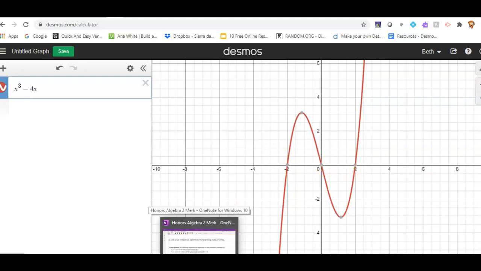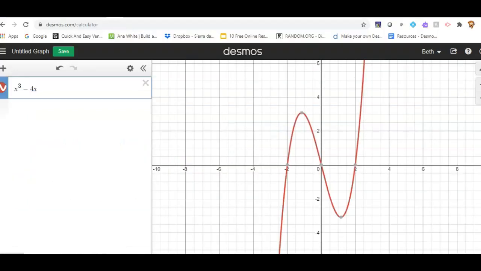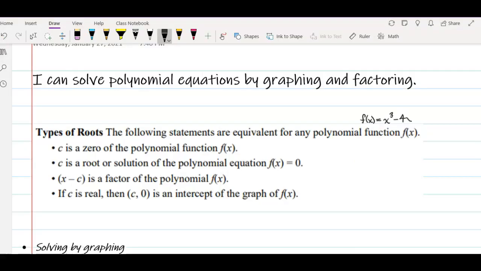Let's use this as an example. So if my polynomial function is f of x equals x cubed minus 4x, then the zeros would be -2, 0, and 2.